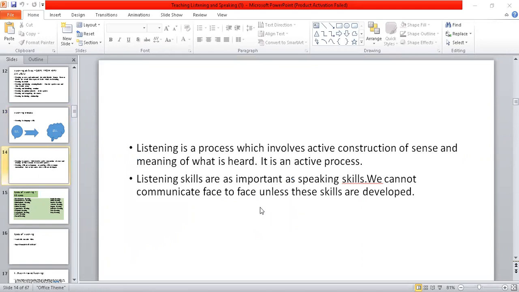Let's see. Listening is a process which involves active construction of sense and meaning of what is heard. It is an active process, right? Now, in this, the most important word is process. And also it is an active process. Listening skills are as important as speaking skills.